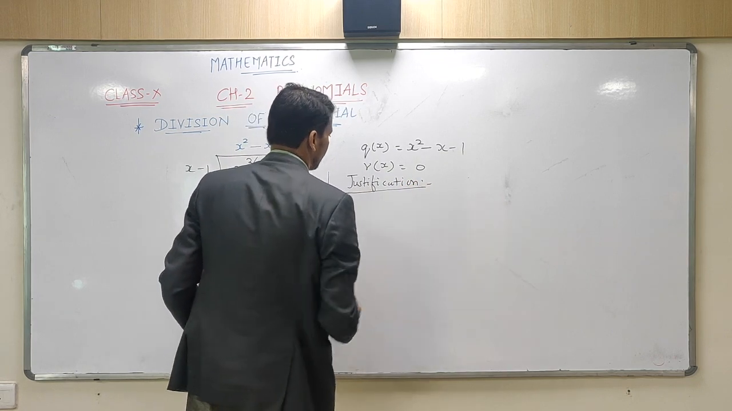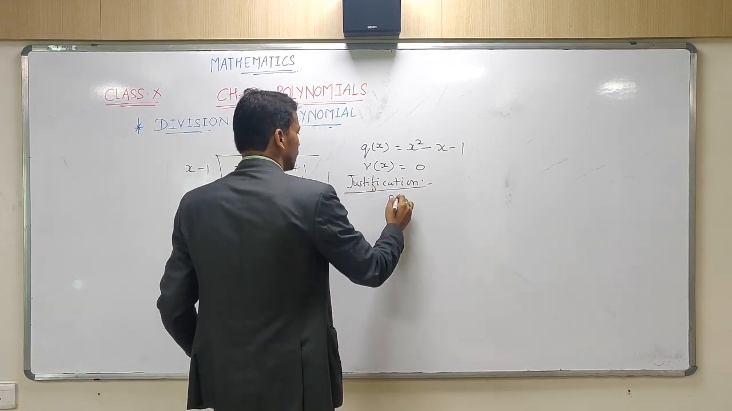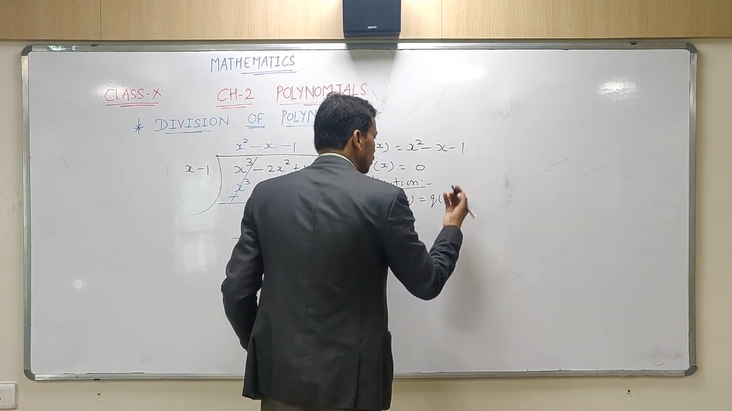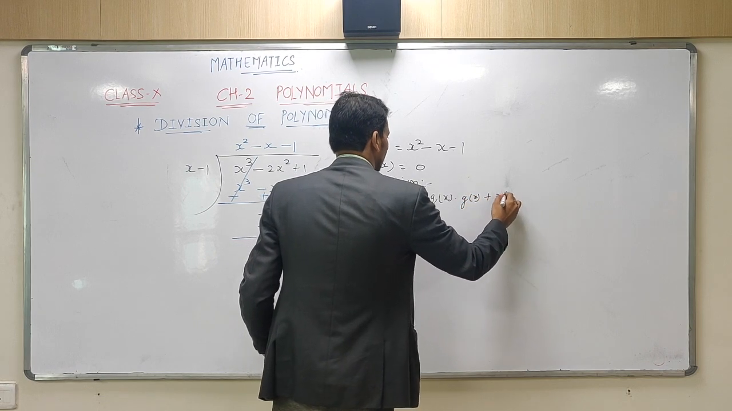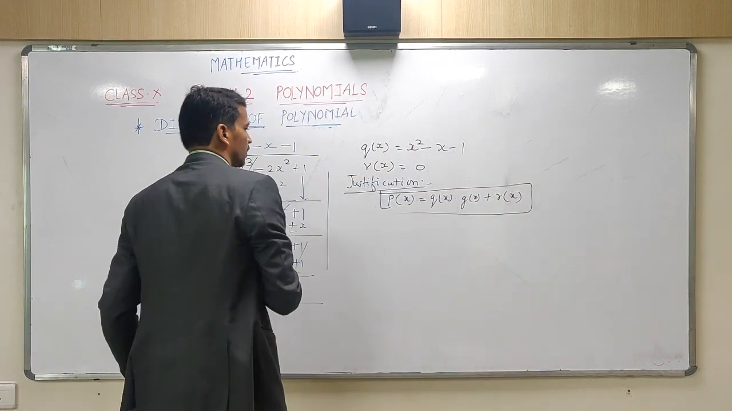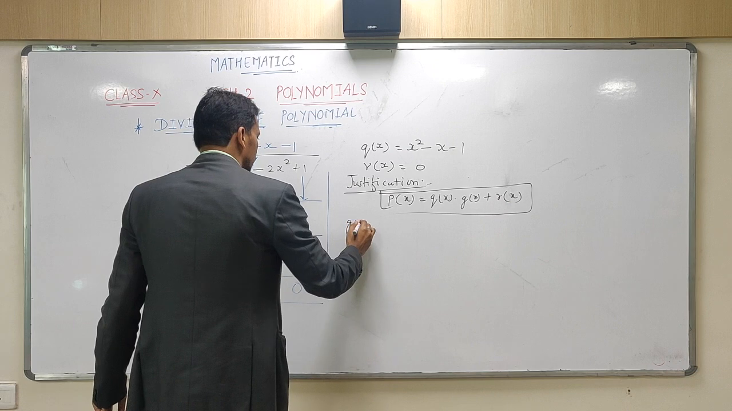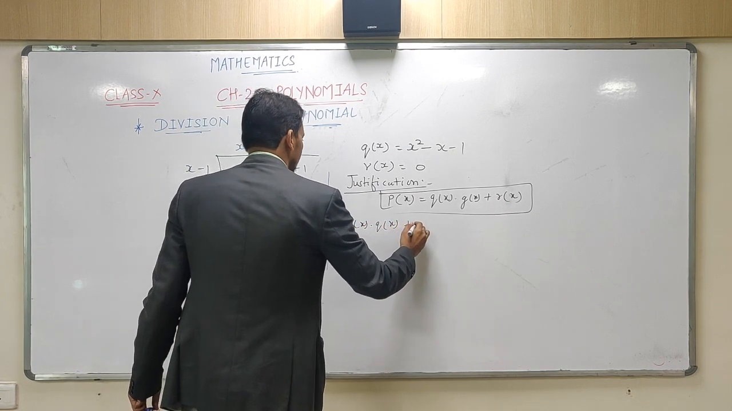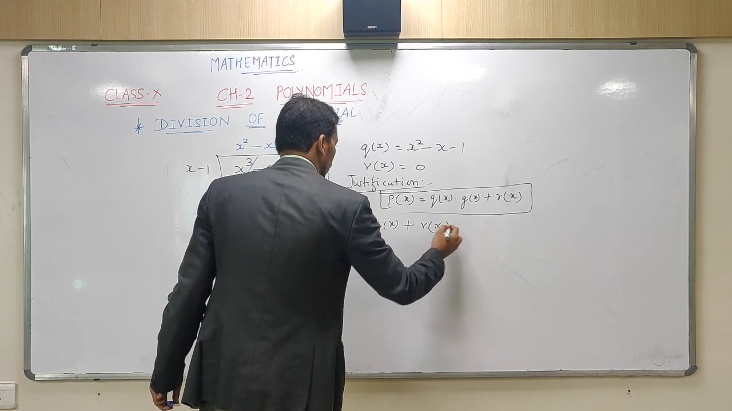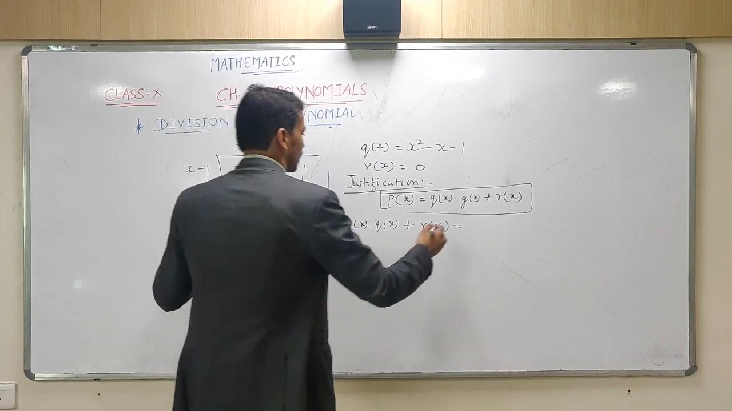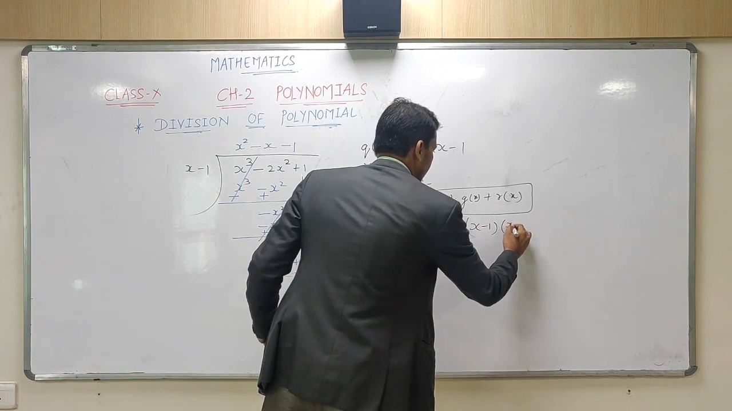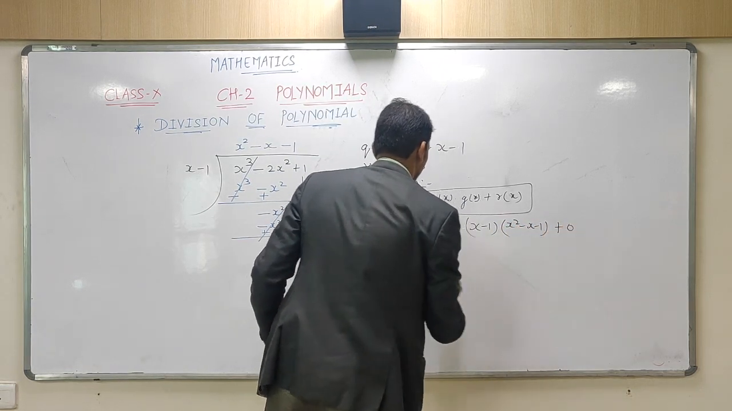Of course, for the justification we have to fulfill the condition P(x) is equal to G(x) into Q(x) plus R(x). This thing we have to justify. So, let us multiply G(x) into Q(x), add R(x), and verify whether it is coming as P(x) or not. Here G(x) is x minus 1, Q(x) is x square minus x minus 1 and R(x) is 0.